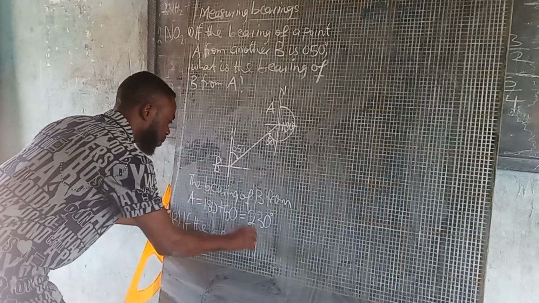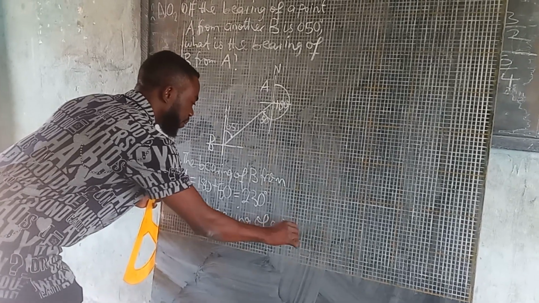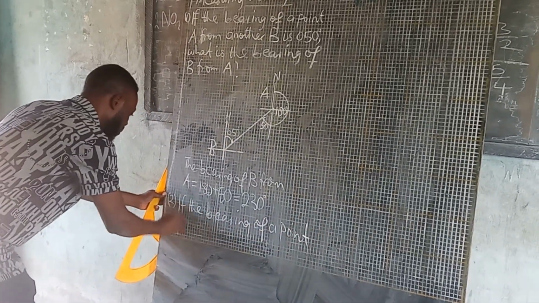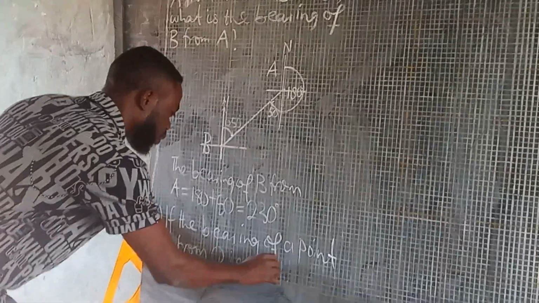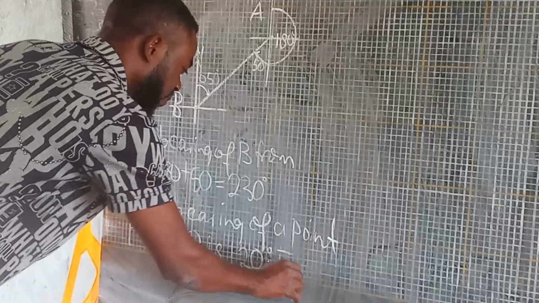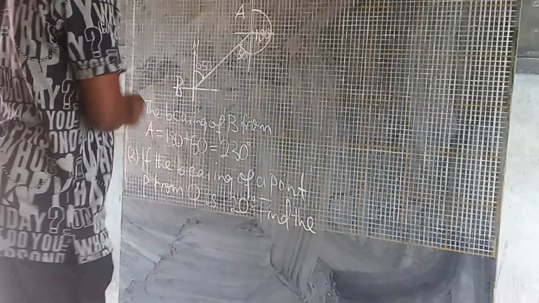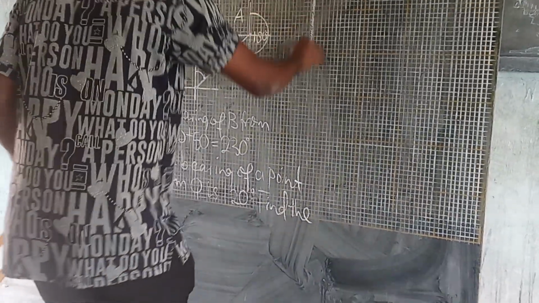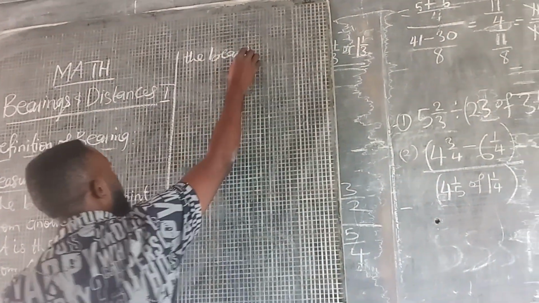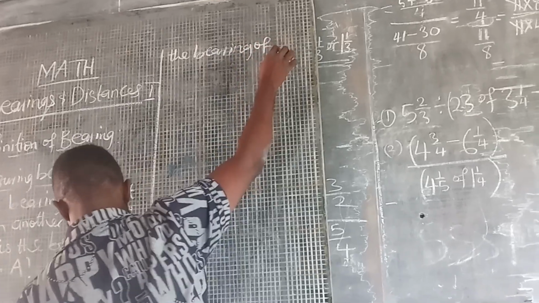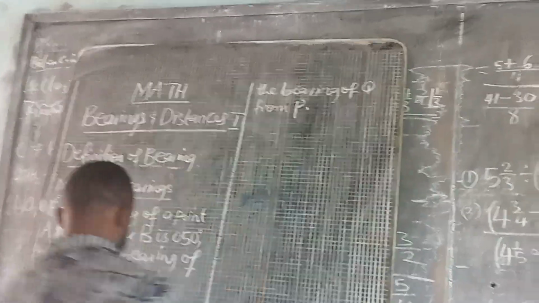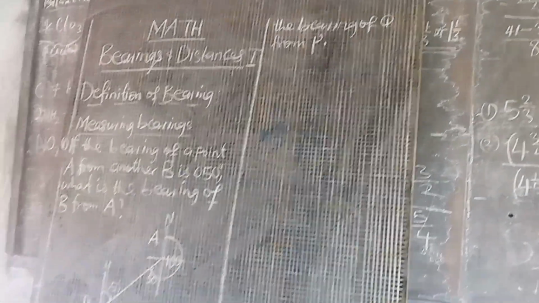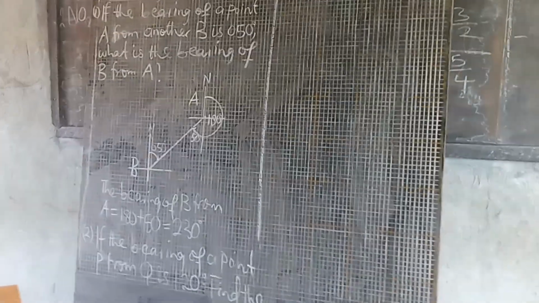The bearing of a point B from Q is 120 degrees. Find the bearing of Q from P. Look at the equation. Can you try it out?